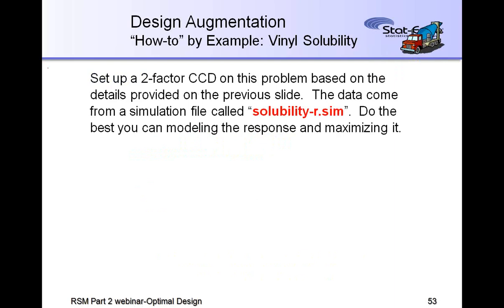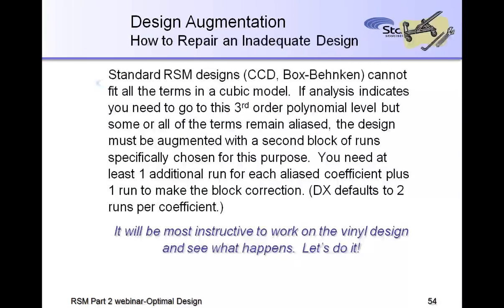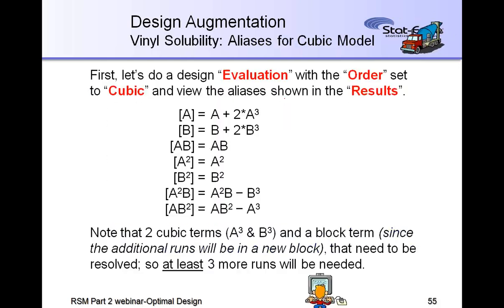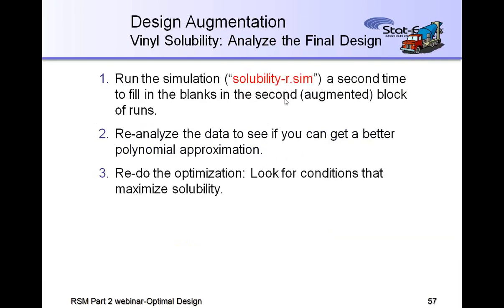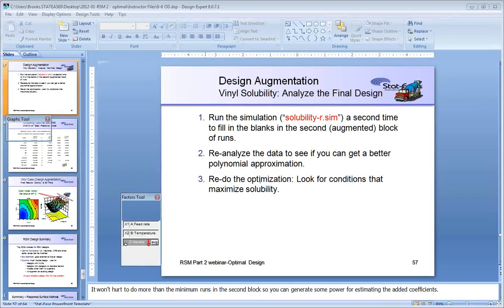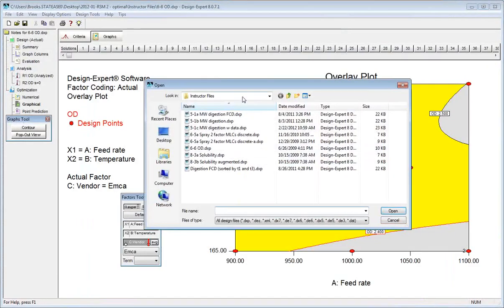Did a two-factor central composite design. And with the standard central composite design, what we'll run into here is that it's not enough to fit that cubic model. So if you ever end up trying to analyze it and you can't get a good model, you got significant lack of fit, you might need to augment your design. So let me open up that design and show you this.